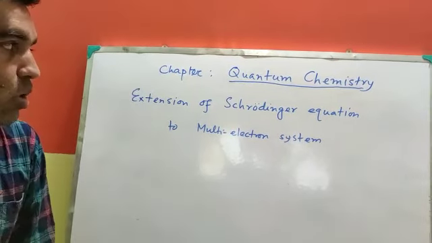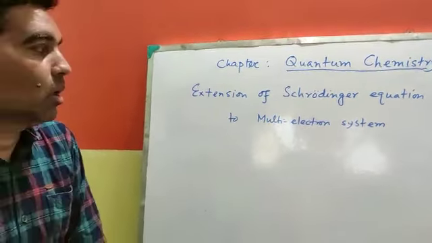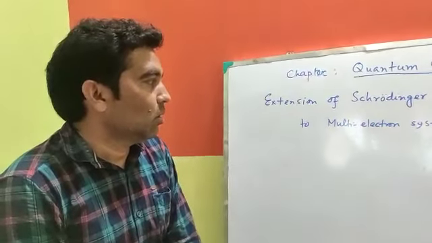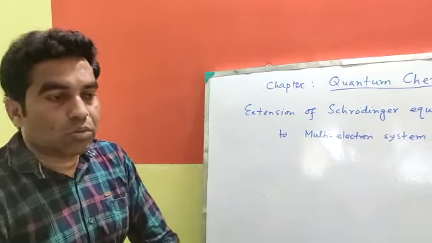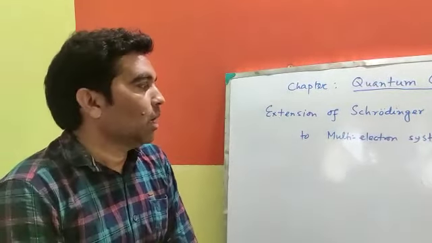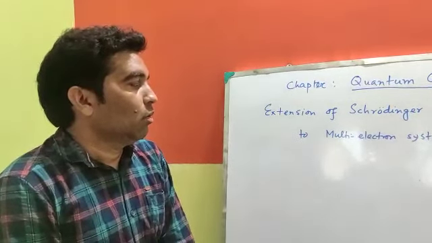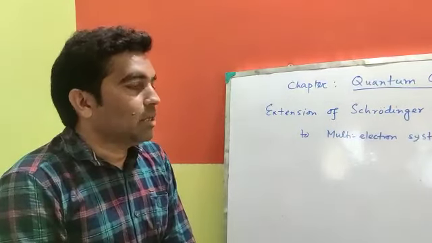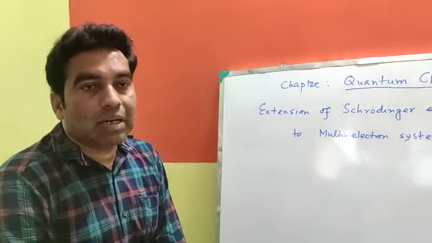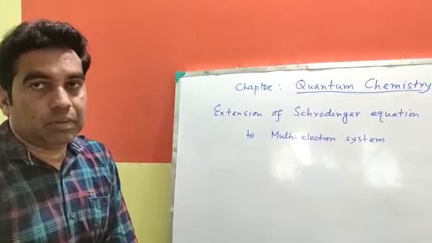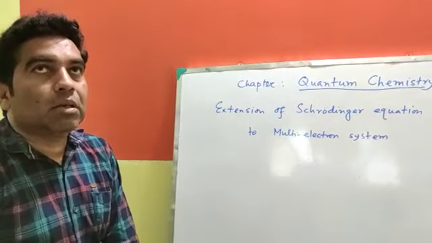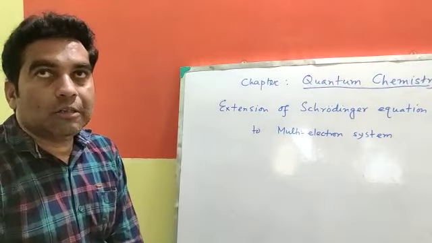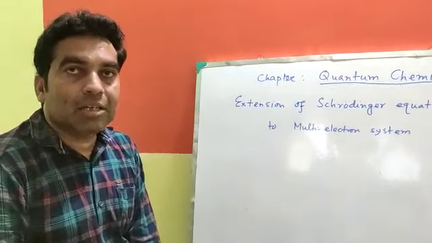This is part 2 of quantum chemistry. Now we will extend our discussion to multi-electron systems. So what we basically want to apply the Schrodinger equation to multi-electron systems, because we know from the hydrogen atom problem that the system with one electron is exactly solvable.